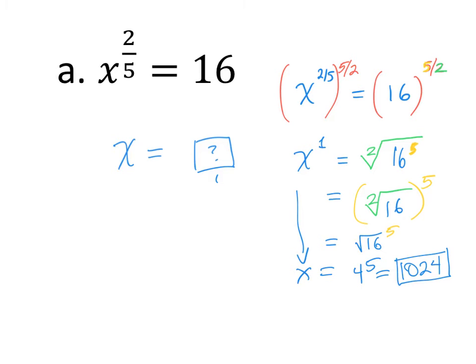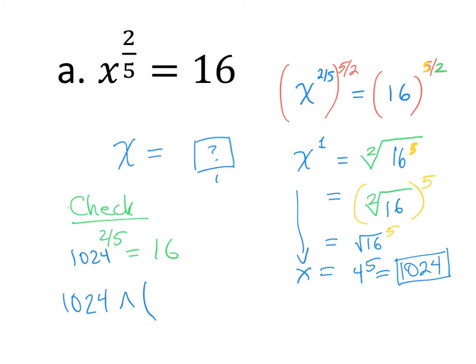And you can, of course, check this. Let me do my color swap here. So you can, of course, check this by taking the original x to the power of 2/5 equals 16 and replacing the x with 1024. And then in your calculator, it's very easy to do a fractional exponent if you use the caret key for the exponent, then parentheses for the fraction, 2 divided by 5, and that does come out to be 16.